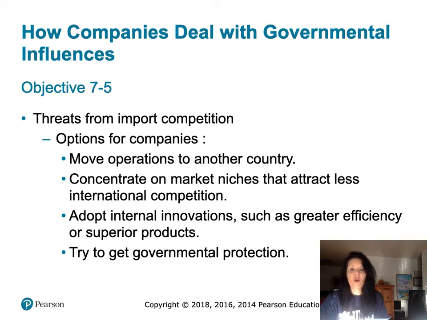Okay? When the options of moving operations abroad, concentrating on niches and innovations fail, or they are not practical, let's assume that these three options fail or they are not necessarily practical, companies will this time directly turn to government to restrict imports or open export markets, right? So it is in the interest of the companies at this point to convince the politicians, meaning the decision makers, right? So companies may want to find governmental officials who are supportive of their cases.